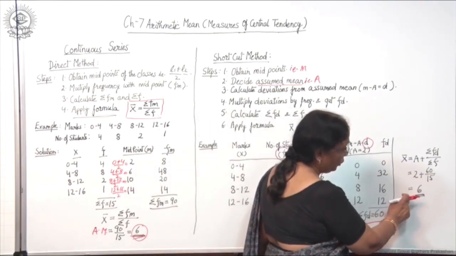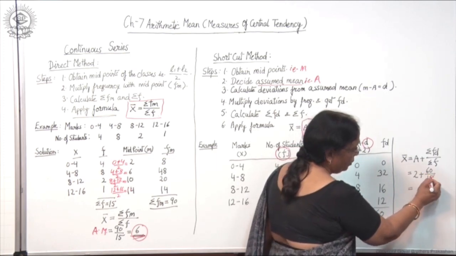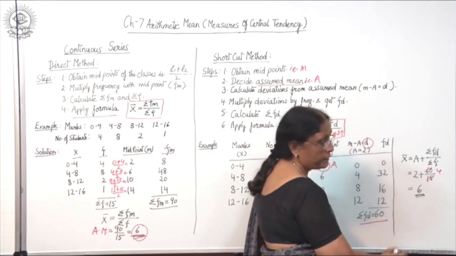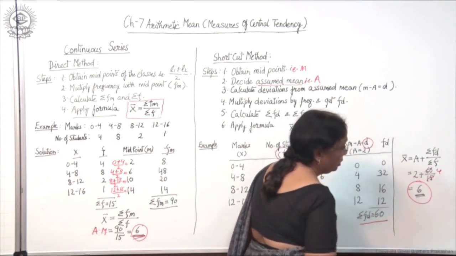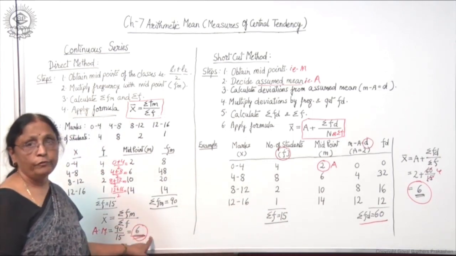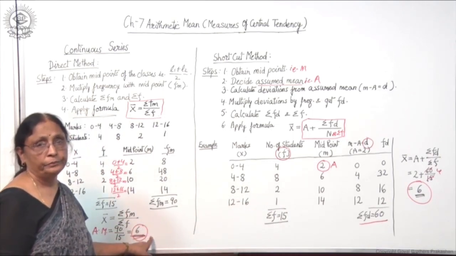And then what will you get? 15 fours are 60. So 2 plus 4 is equal to 6. This is your arithmetic mean. Same answer as you got in the case of the direct method.